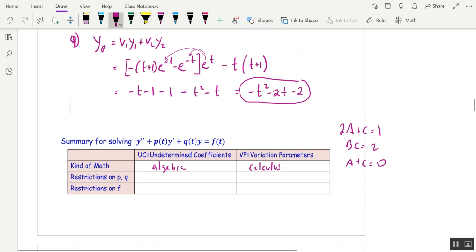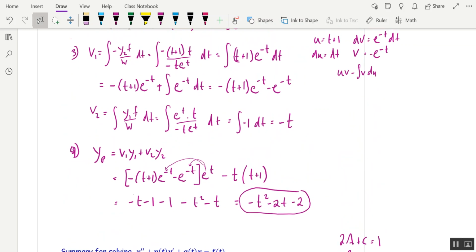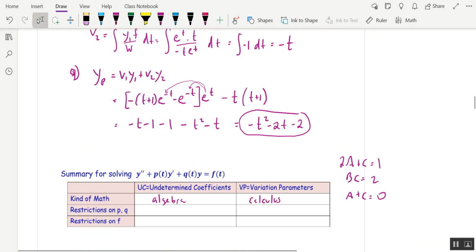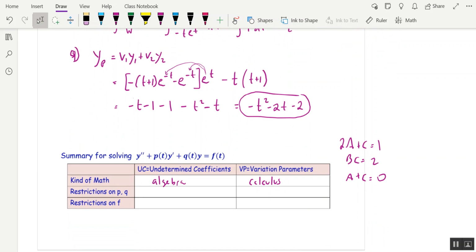because that V1 and V2 are very heavy on the integration. I mean, they're defined in terms of integrals. So calculus versus algebra. Restrictions on P and Q. You got big restrictions for UC. They have to be constant. For variation of parameters, very not stringent condition, just continuous. That's all you're asking.